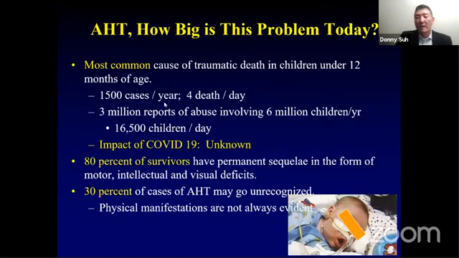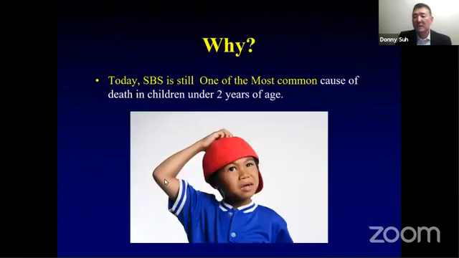How big is this problem? It is the single most common cause of traumatic death in children under the age of 1. And the impact of COVID-19 is still not known, but some speculate that there's probably significant underreporting. So this is a big concern. And unfortunately, 80% of the survivors also have permanent sequelae in the form of motor, intellectual, and visual deficits. So it is a big problem, even for the babies that survive.